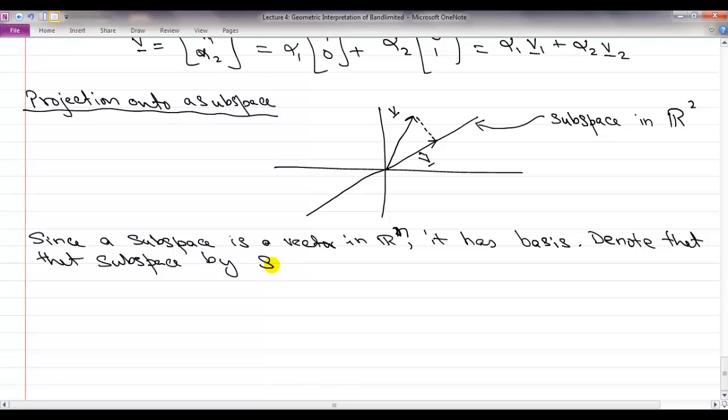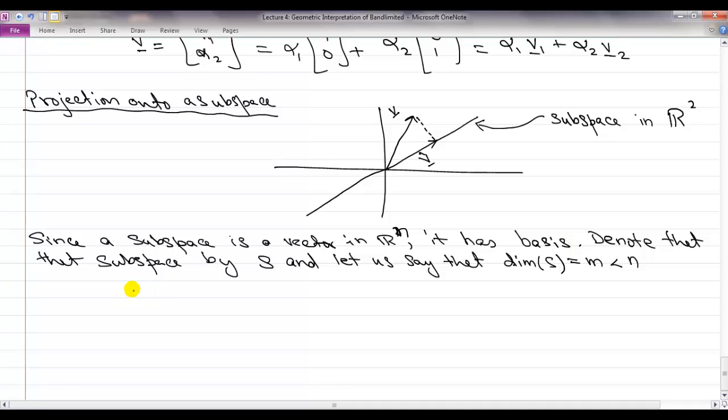Now typically, not always, you are working with subspaces which have lower dimension than the dimension of your bigger vector space. So denote that subspace by S, and let's say that the dimension of S equals M, which is less than N. Which means that every vector in that subspace can be written as a linear combination of M vectors, which are the basis of that subspace.